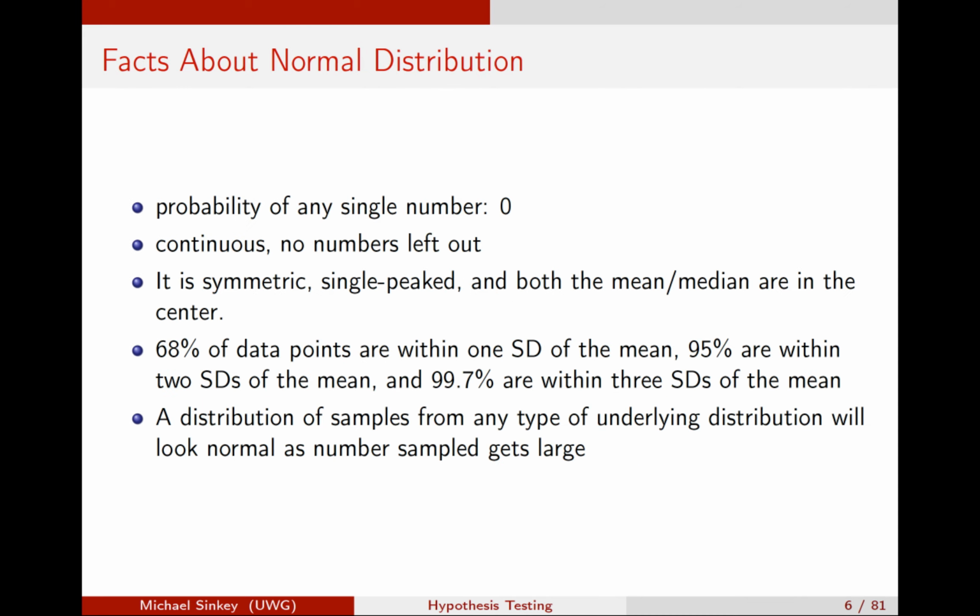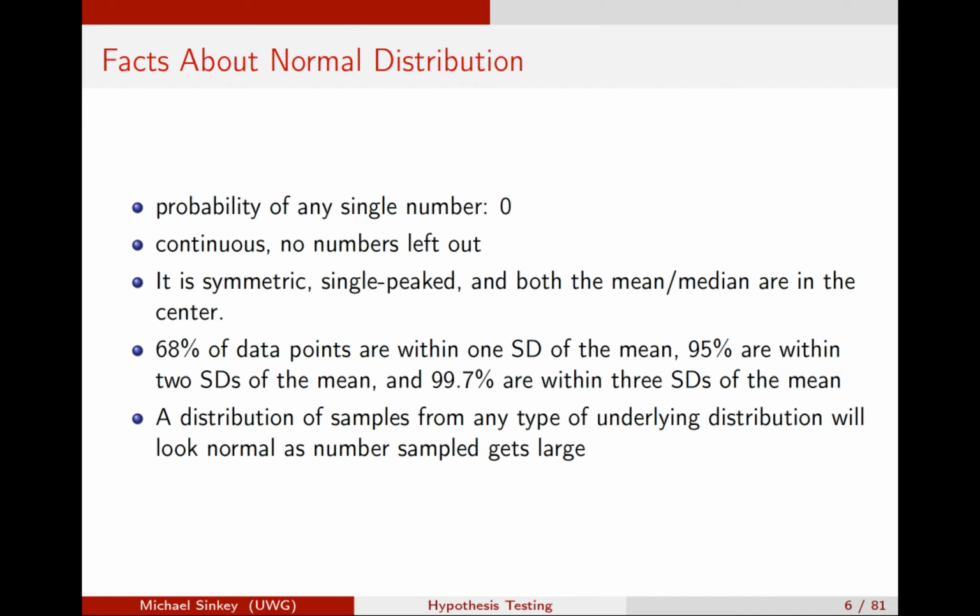Okay, so let's backtrack. What are some facts about the normal distribution that are important? The first is that the probability of a single number is 0. It's continuous. Any number you can think of is on a bell curve. It's symmetric. It's single peaked. The mean and the median are in the center.